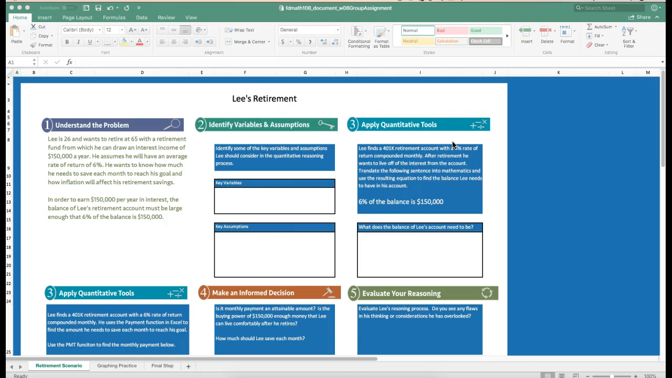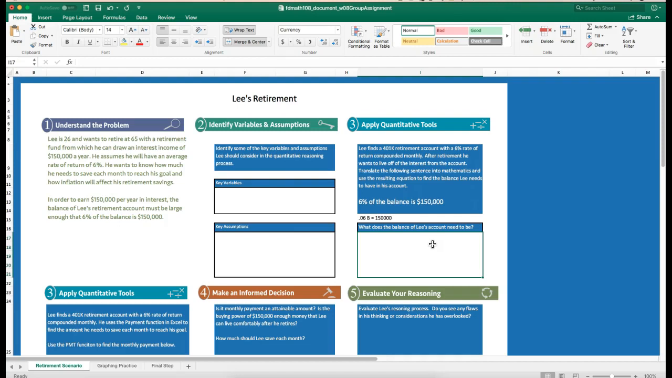$150,000. Of means multiply, and we don't know the balance, so we translate 6% is 0.06 times some balance, we'll do B for balance, equals $150,000. So we need to solve for B by dividing both sides by 0.06. So the balance is going to be $150,000 divided by 0.06, and that gives us the balance we need to earn up to for him to receive an interest of $150,000 a year.